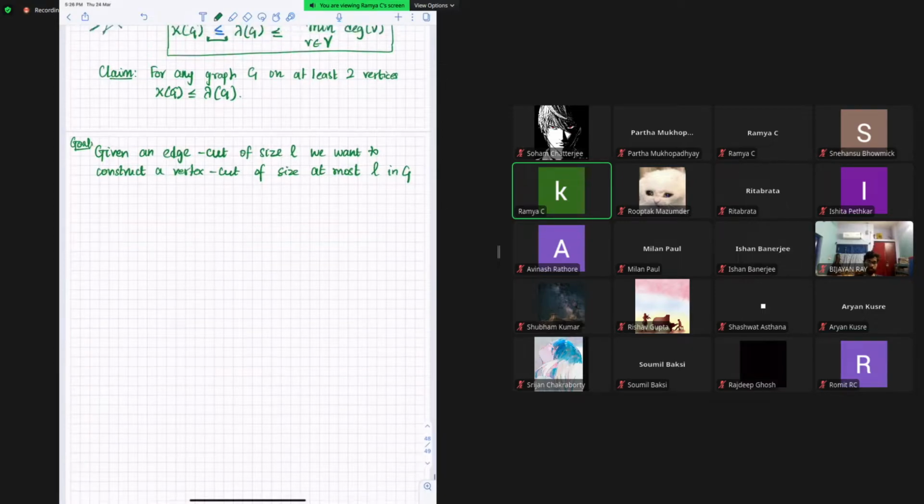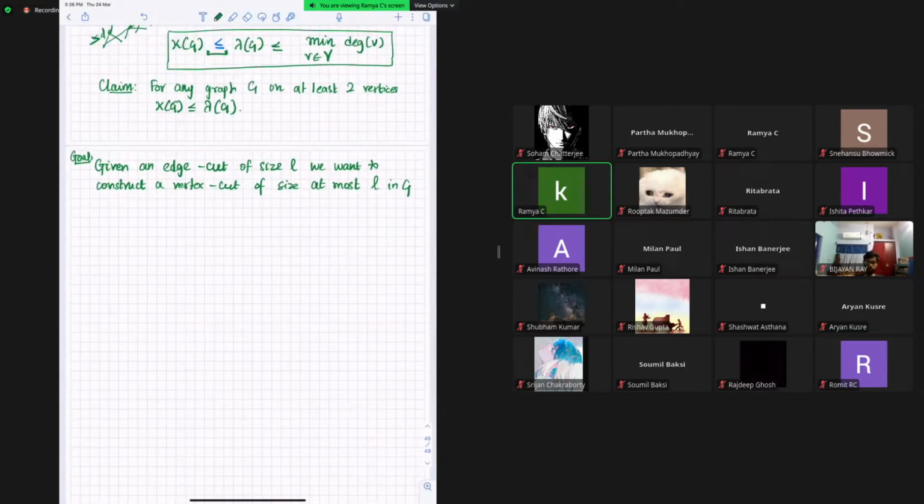Does anybody want to try? What do you think we should do? So we have an edge cut, right? So let's name the edge cut. Let's call it C. So let C be the edge cut.